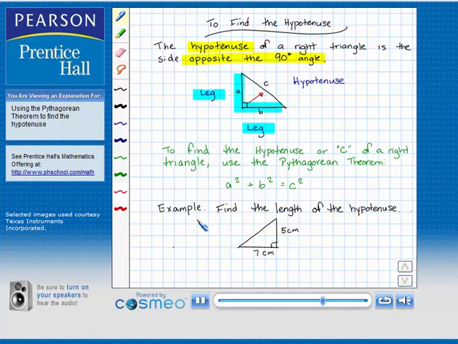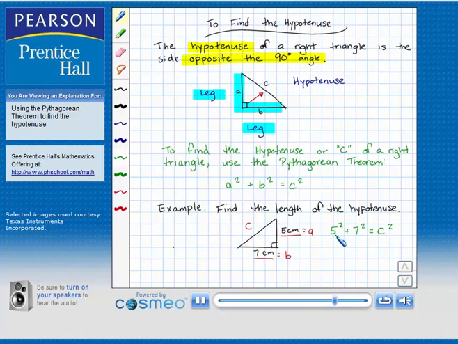Let's take a look at our example. Find the length of the hypotenuse. We have a right triangle, and our hypotenuse C is the side opposite the 90-degree angle. Our legs are equal to 5 centimeters and 7 centimeters, so we can say 5 centimeters equals A and 7 centimeters equals B. Now we simply want to plug this into our Pythagorean theorem, a squared plus b squared. So we're going to say 5 squared plus 7 squared is equal to c squared.